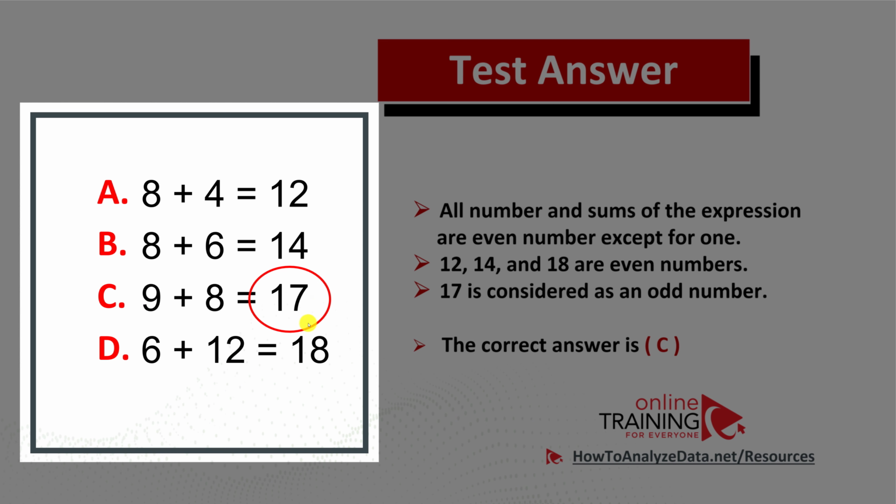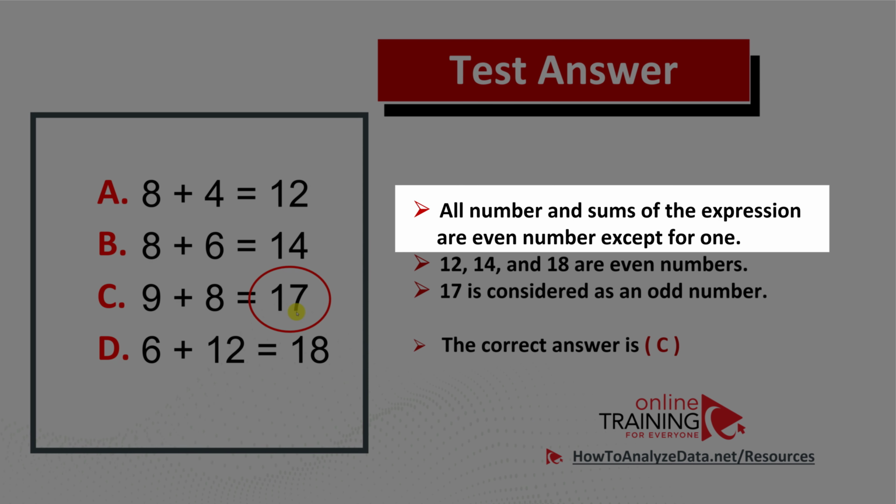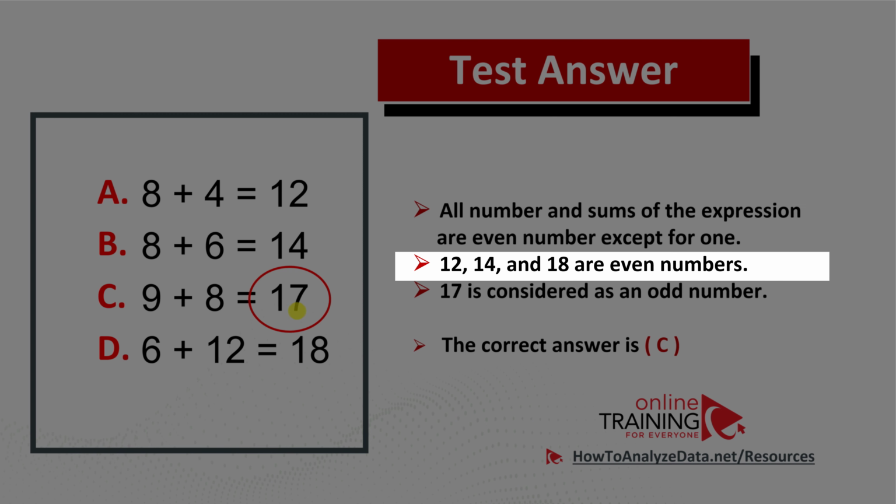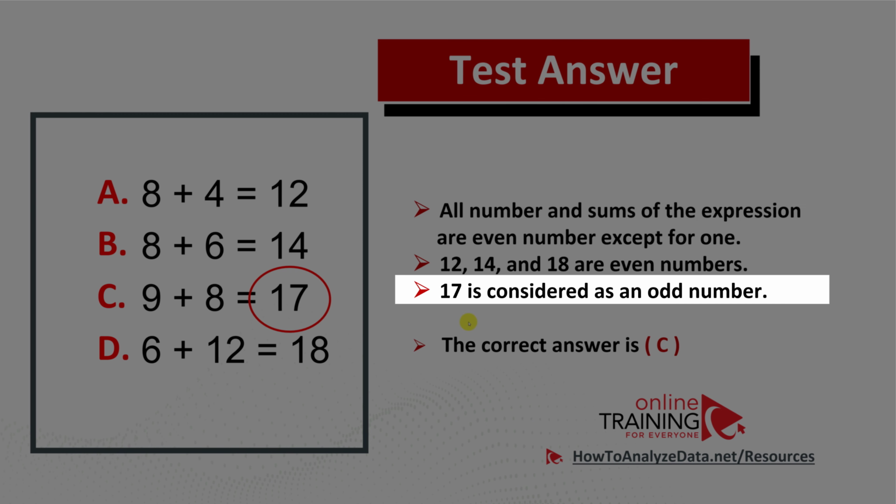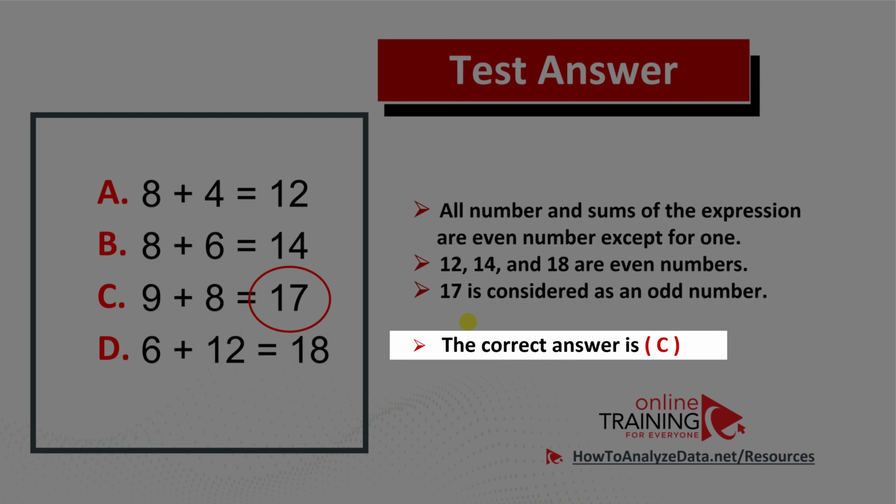And if you look at the answers, you can also figure it out by just looking at the answer. The answers are 12, 14, and 18 for solutions A, B, and D. And for C, the answer is 17. So let's recap. All numbers and sums of the expressions are even numbers with the exception of one. 12, 14, and 18 are even numbers, but 17 is the odd number. So the correct answer here is choice C, 17.